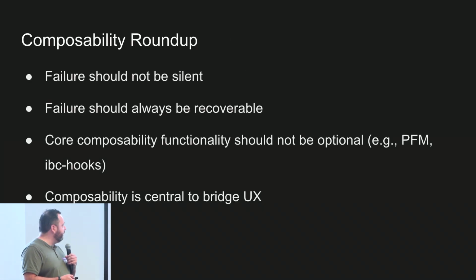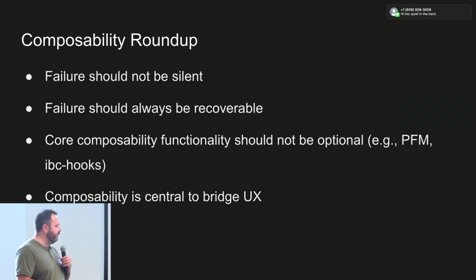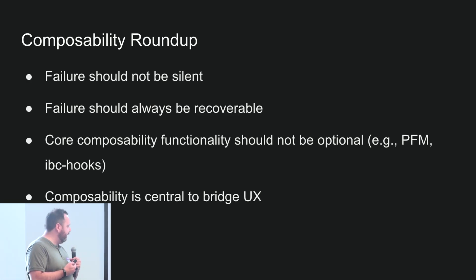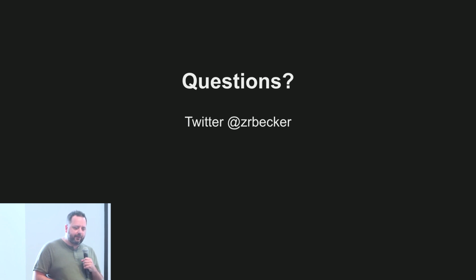And then for the roundup on composability, the main things are: for composability primitives, failure should not be silent. Failure should always be recoverable. This core composability functionality should not be optional. PFM and IBC hooks, I think, are pretty fundamental to bringing UX into a better place. And lastly, composability is just central to bridge UX. If you're building interop protocols and things like that, I think focusing on making sure that your thing is composable with others is the way to go. And that's all I got today.